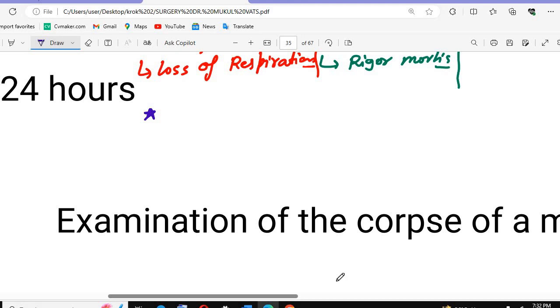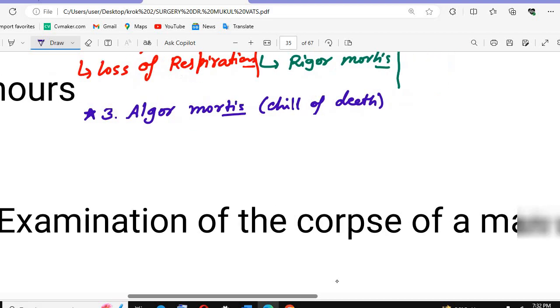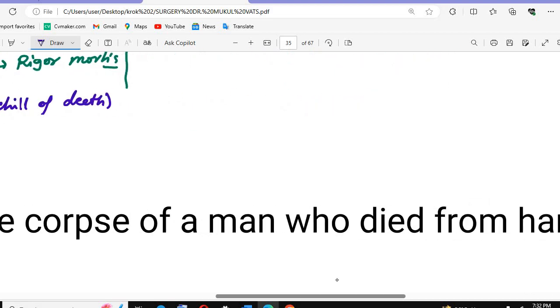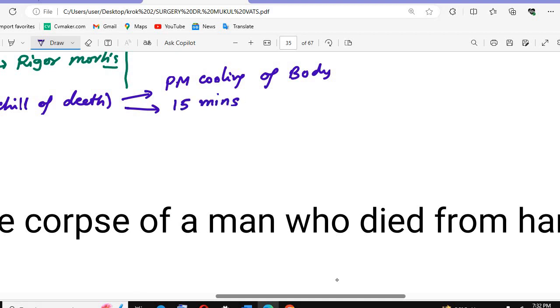After that, the third condition that we see is algor mortis. We call this condition the chill of death. In algor mortis, there is post-mortem cooling of the body. When it is seen, they will ask you the duration. So 15 minutes after the death, the post-mortem cooling of the body will be seen.